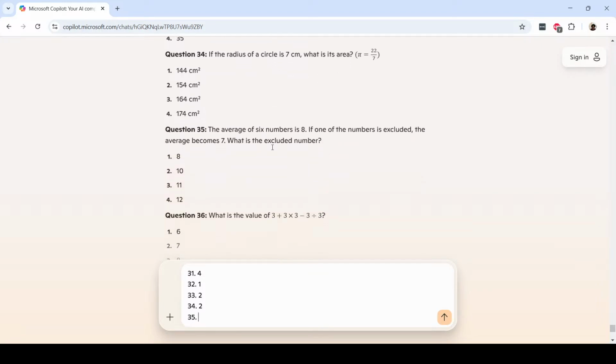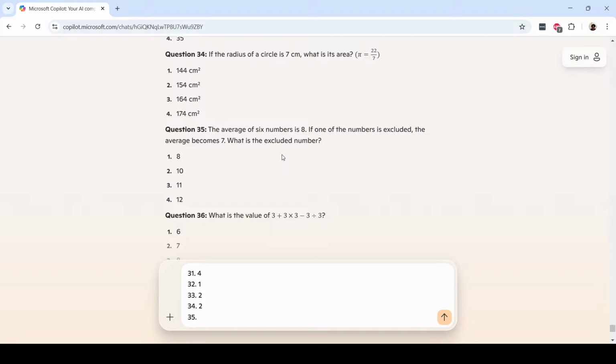The average of 6 numbers is 8. One of the numbers is excluded, and the average becomes 7. What is the excluded number? So now the average of 6 numbers is 8, right? So the total is 48. Now one number is removed, so minus x, and now the total numbers are 5 and the average becomes 7. So 48 minus x equals 35, so x equals 13.